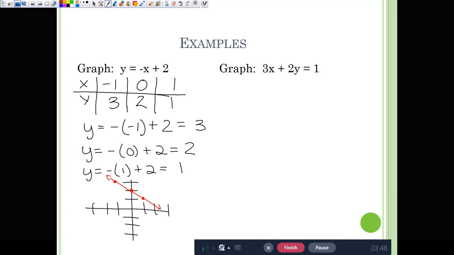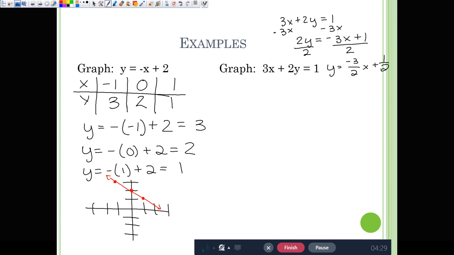So, is my next equation solved for y? No. So I need to solve for y first. So I have 3x plus 2y equals 1. So I'm going to subtract 3x from both sides. So I'm going to get 2y equals -3x plus 1. Then I'm going to divide by 2 to get y by itself. So I'm going to have y equals -3 over 2 x plus 1/2, because I'm going to divide both terms by 2.